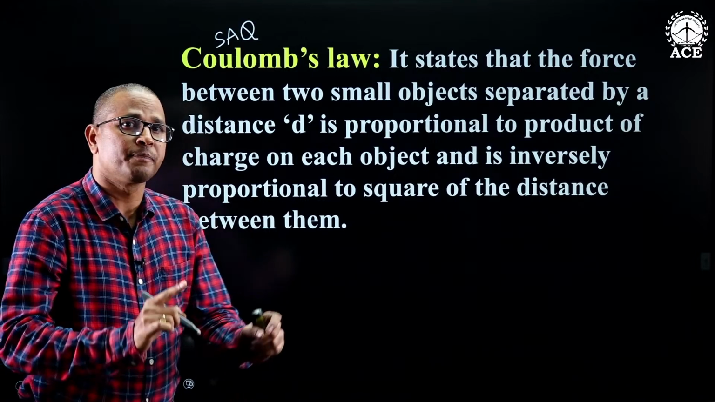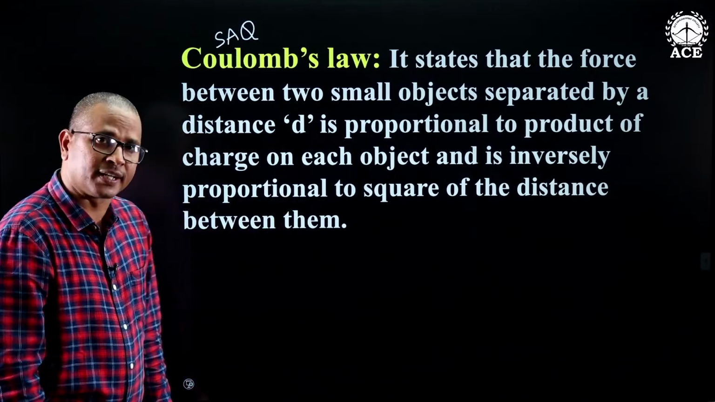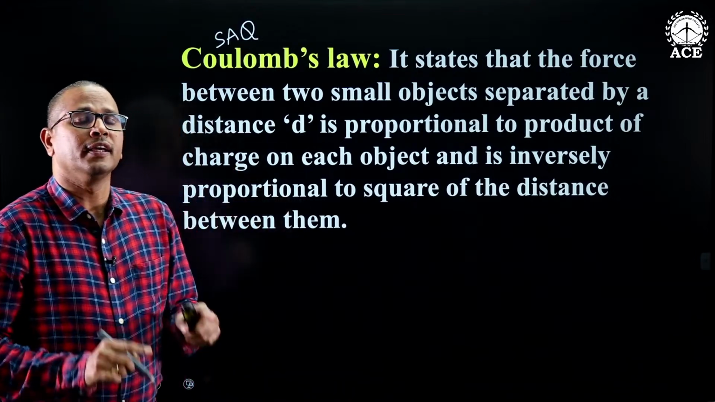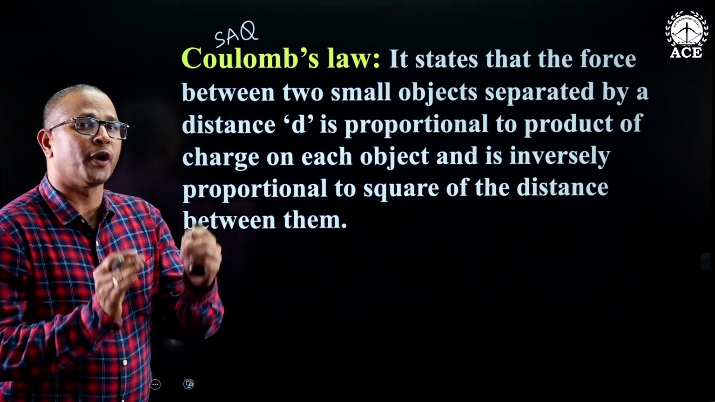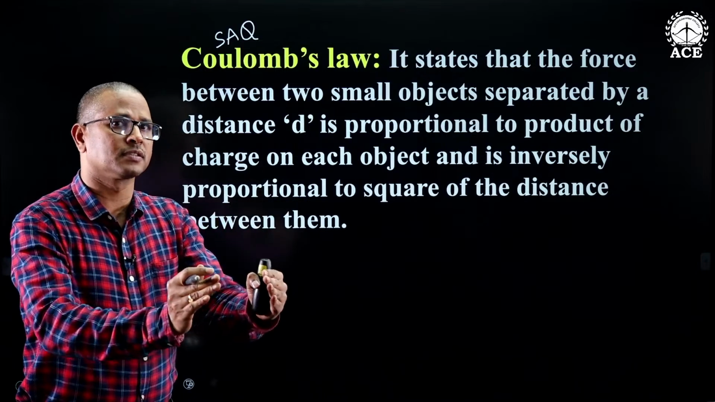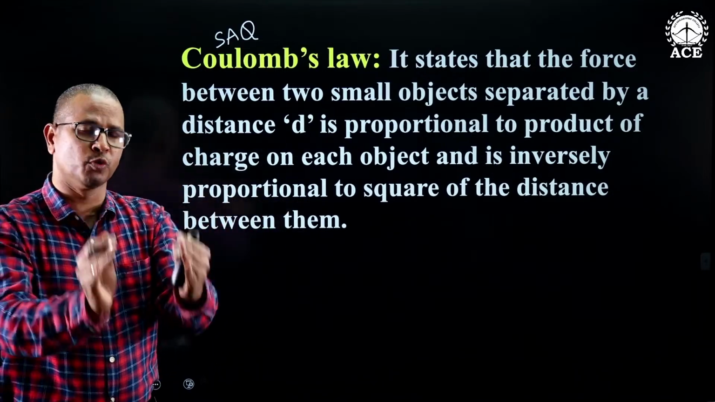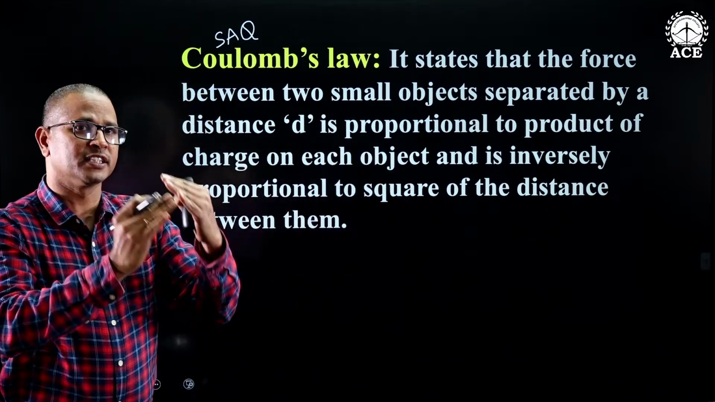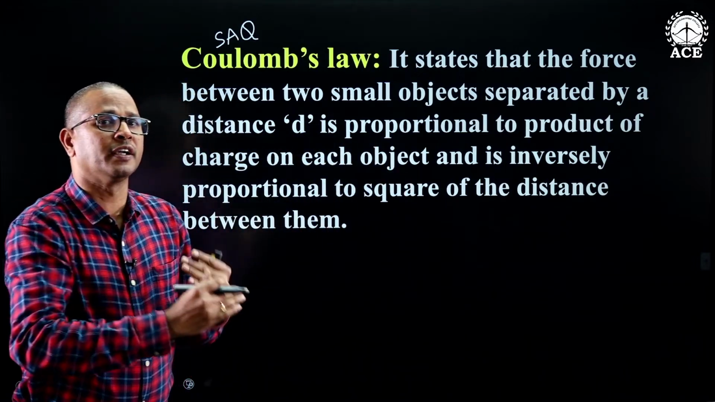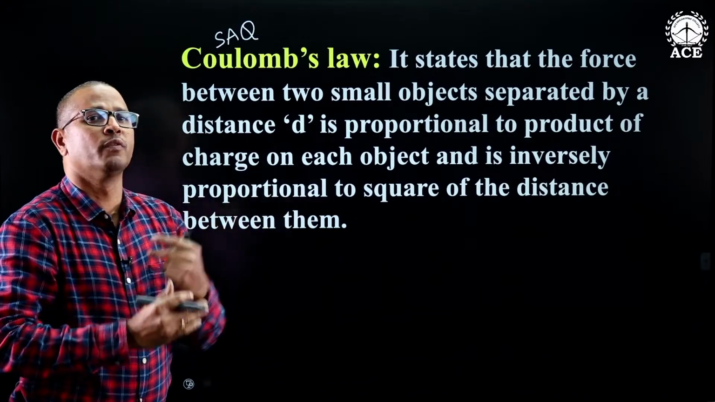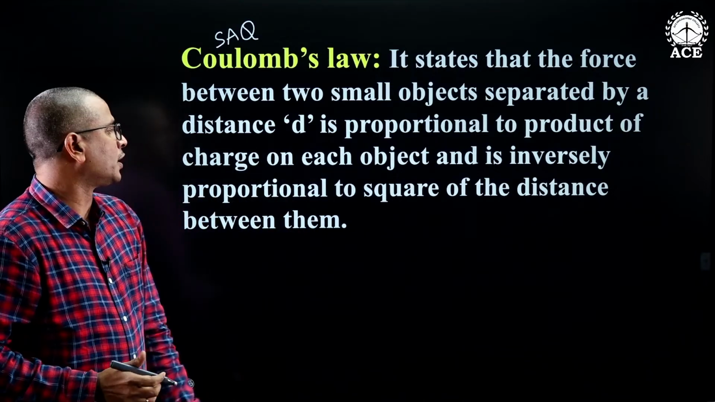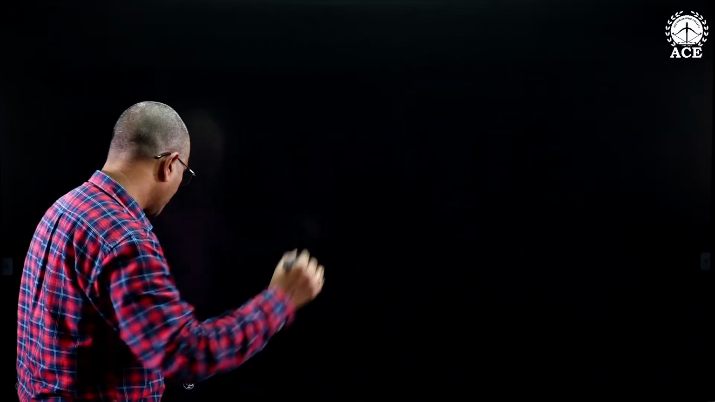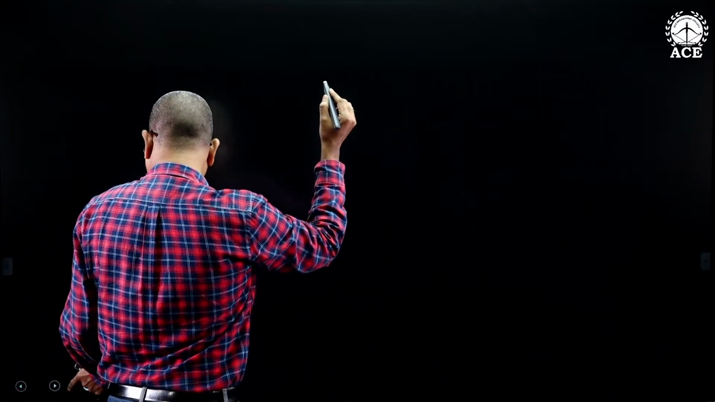It states that the force between two small objects separated by a distance d or r is directly proportional to the product of the charge on each object. Suppose object 1 has charge q1 and another object has charge q2. It is proportional to the product of the charges contained by each object, meaning q1 q2, and is inversely proportional to the square of the distance between them. I'm just showing here how we can show it mathematically.